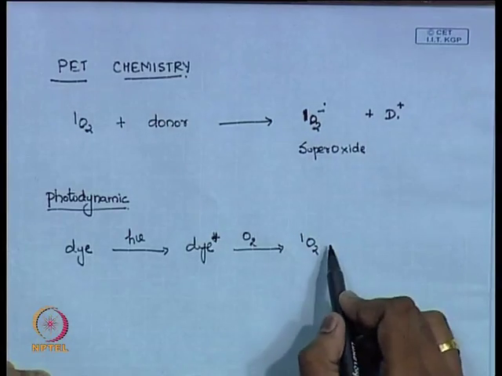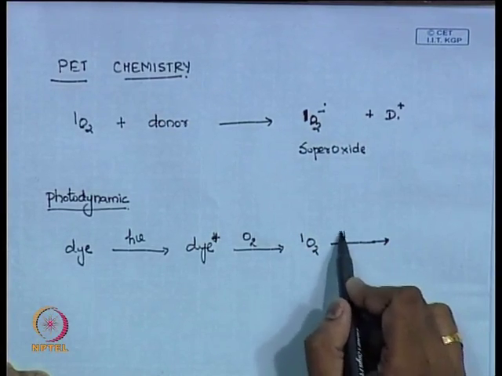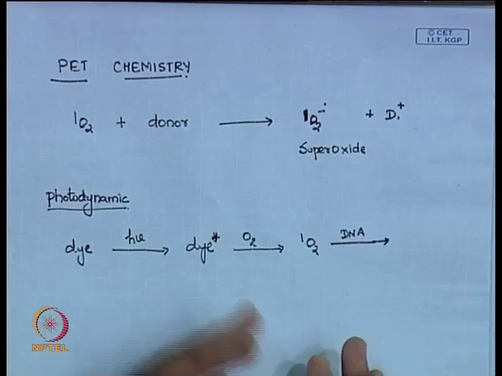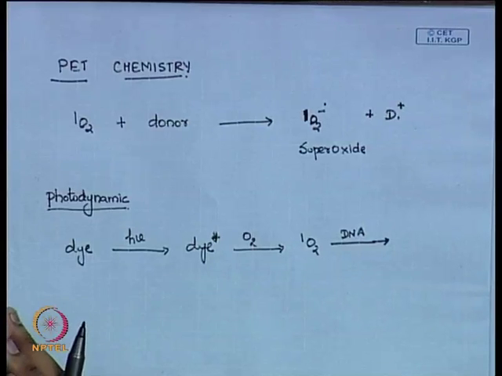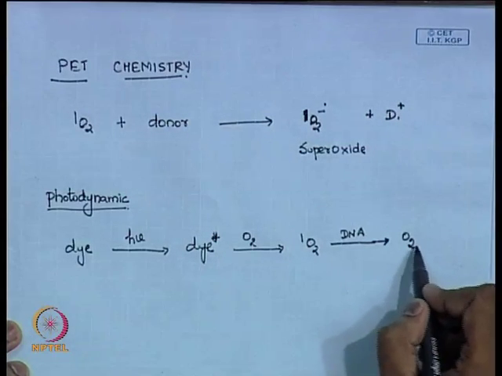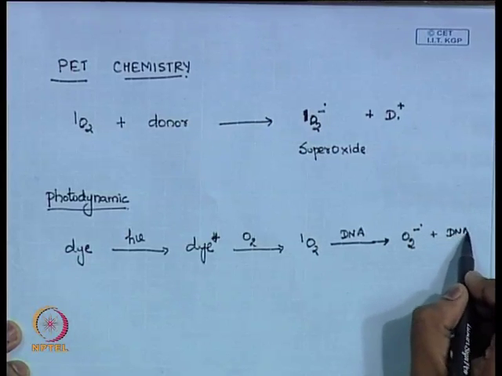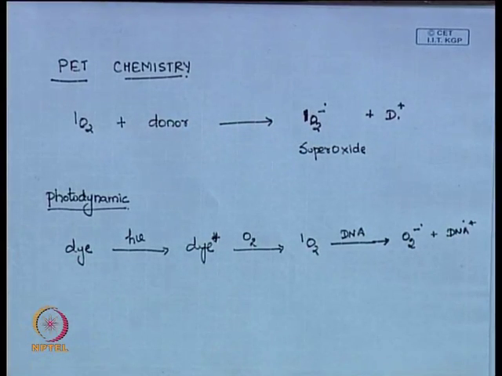This singlet oxygen then reacts with your DNA or protein, whatever comes into its path, and this DNA acts more like a donor, generating O2 minus dot plus DNA plus dot. And this superoxide anion will just start killing the cells. It kills all the unwanted cells in that particular area, because your dye is only on that area. So it just kills the unwanted cells.